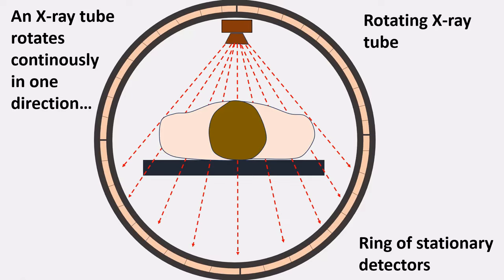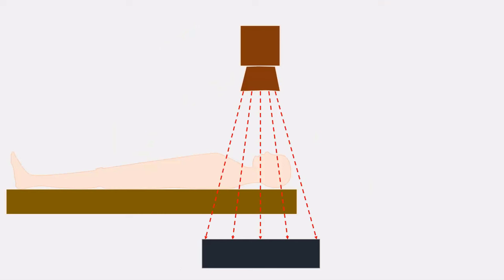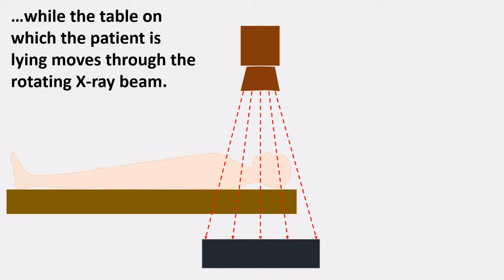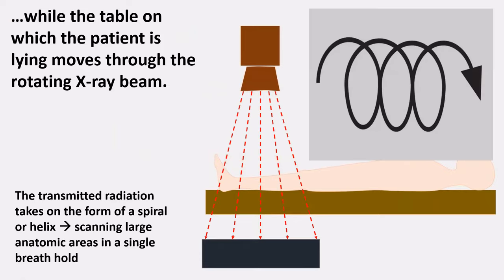I was not able to create an animation with the X-rays, but it also means that the X-ray beam, the fan beam, is continuously rotating as well. Now, this happens while the X-ray tube is moving around the patient, emitting X-rays, and at this specific moment, the table is moving through the gantry. So if we were to look at what the transmitted radiation looks like, it will take on the form of a spiral or a helix.